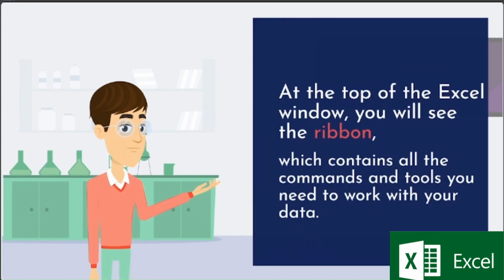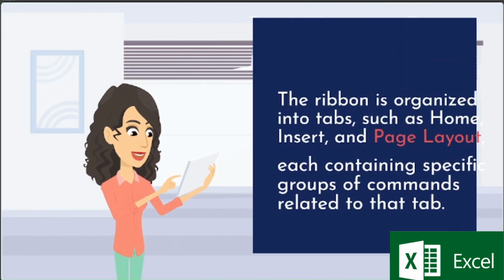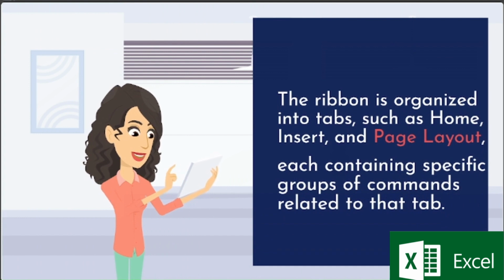At the top of the Excel window, you will see the ribbon, which contains all the commands and tools you need to work with your data. The ribbon is organized into tabs, such as Home, Insert, and Page Layout, each containing specific groups of commands related to that tab.